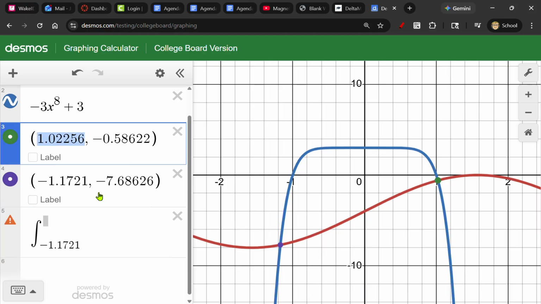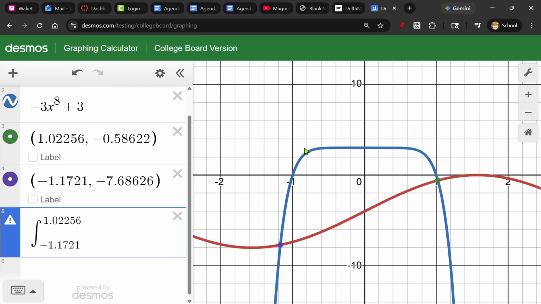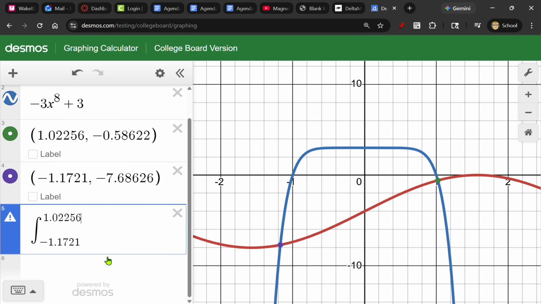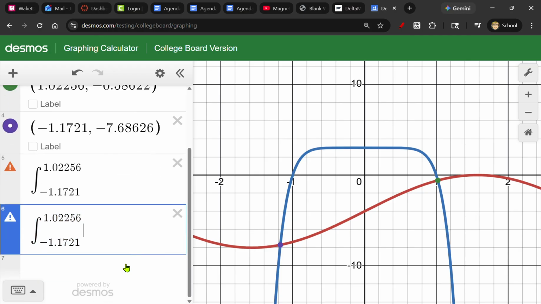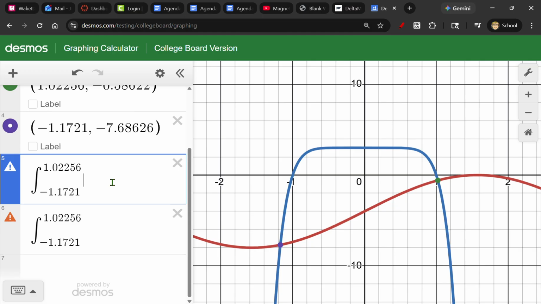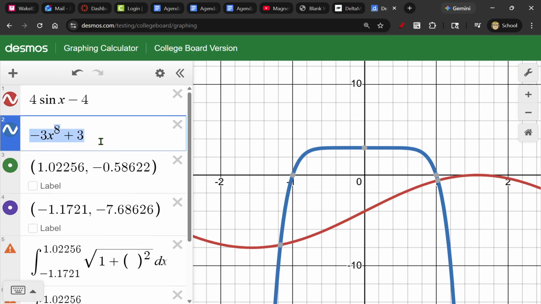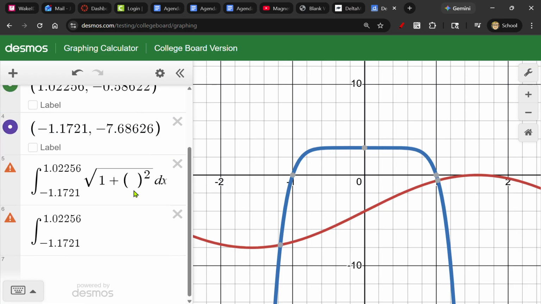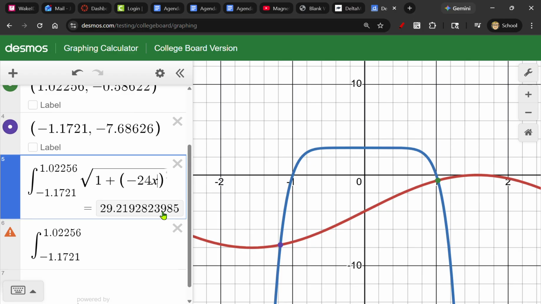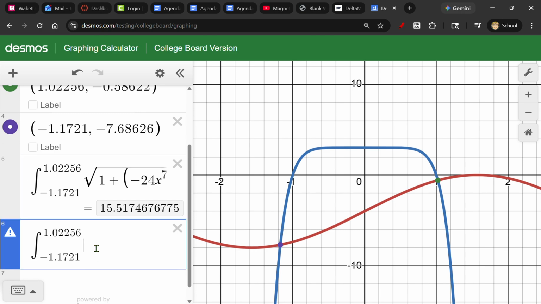We're going to need 2 integrals, right? We're going to need 2 integrals here, one for the top length and one for the bottom length, right? So I'm going to copy all that and put it down here, and I'm going to add these answers together, okay? So square root 1 plus something squared dx. The something that's squared is going to be the derivative of this blue curve. And the blue curve, let's see, the derivative of that would be -24x to the 7th, right? Okay, so there's the length of the top curve along the interval.